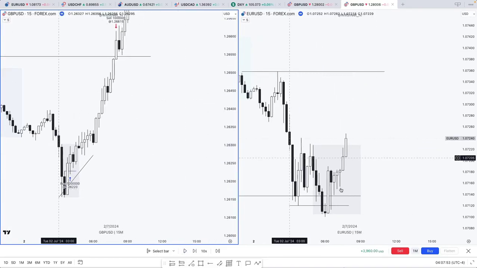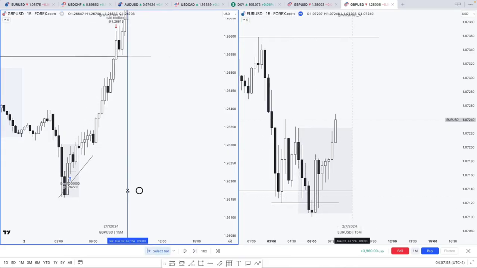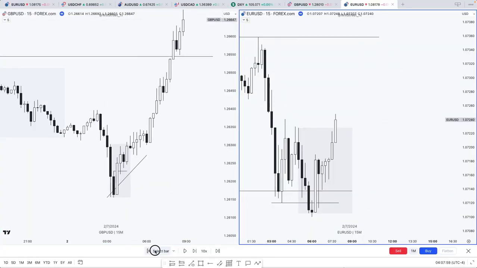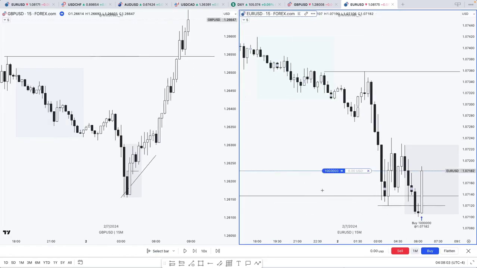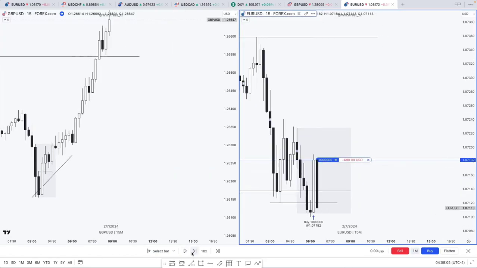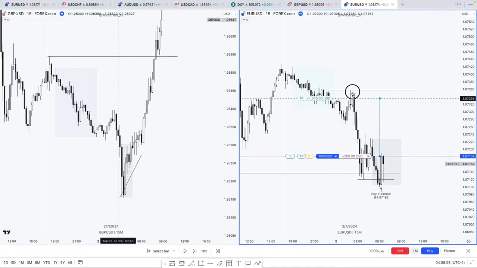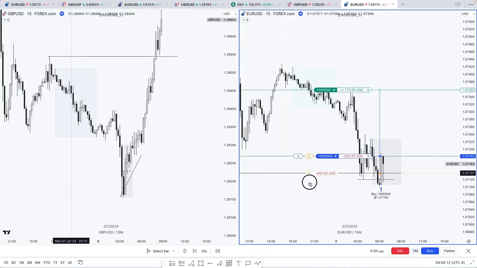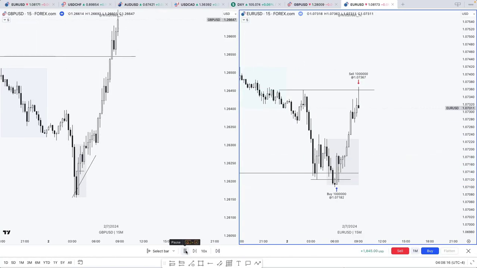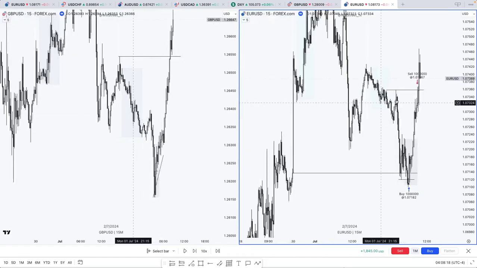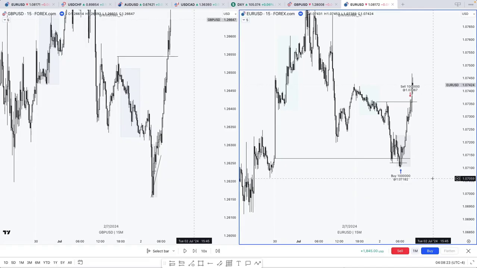Okay, and now let's trade Euro. Sorry. This is our take profit. This is our stop loss. And straight to the take profit. Okay. This is an easy way to trace the SMT.